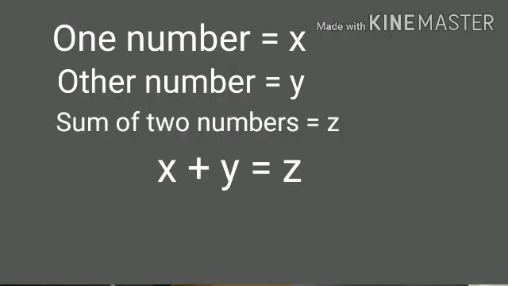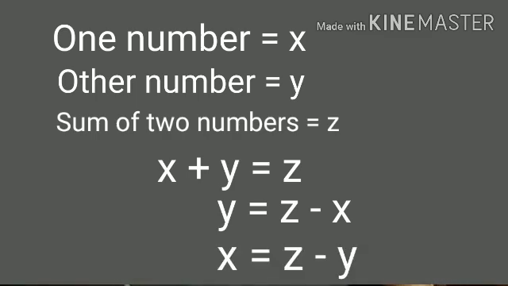Students, let us consider one number as x and the other number as y. Sum of two numbers as z. So x plus y is equal to z. Students, if you want to find the value of y, we have to write z minus x. That is, y is equal to z minus x. If you want to find the value of x, we have to write z minus y. That is, x is equal to z minus y. Okay.